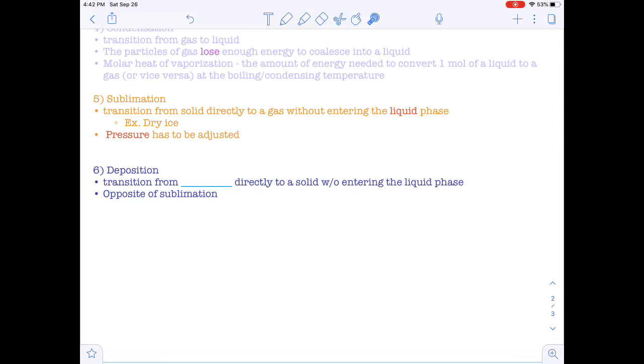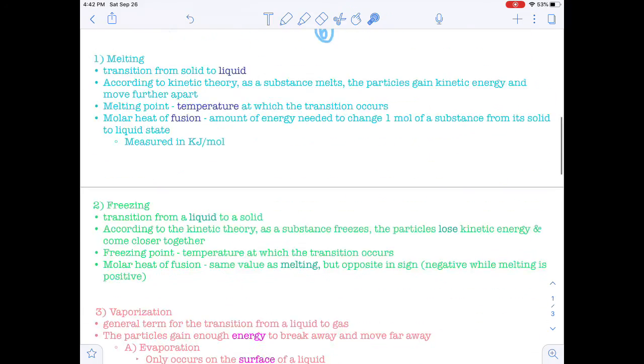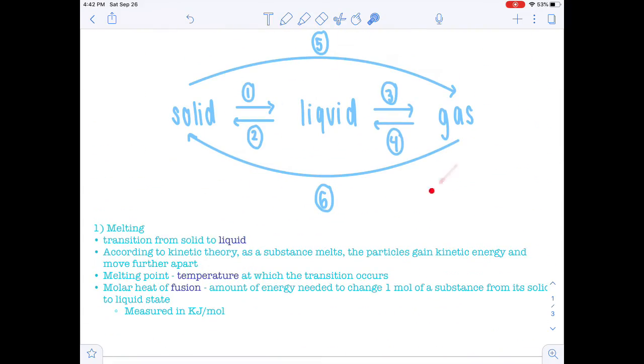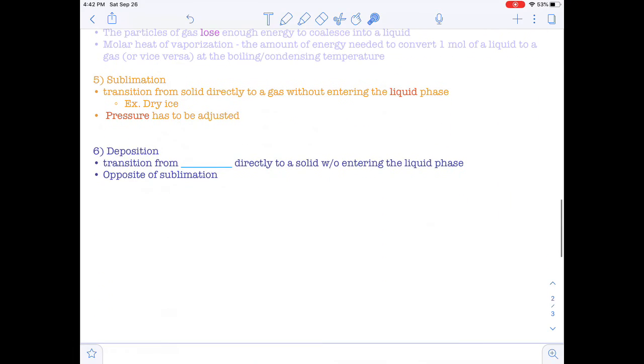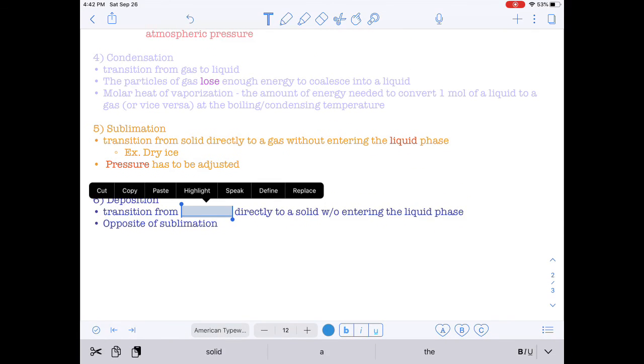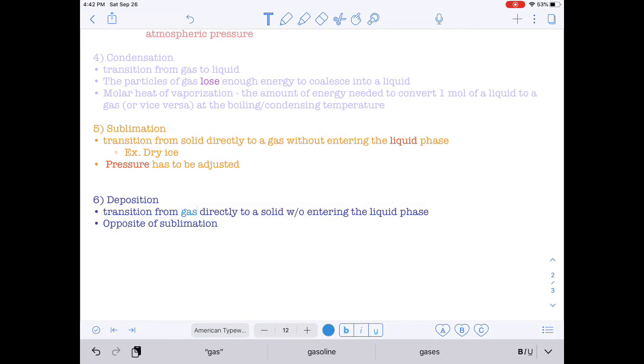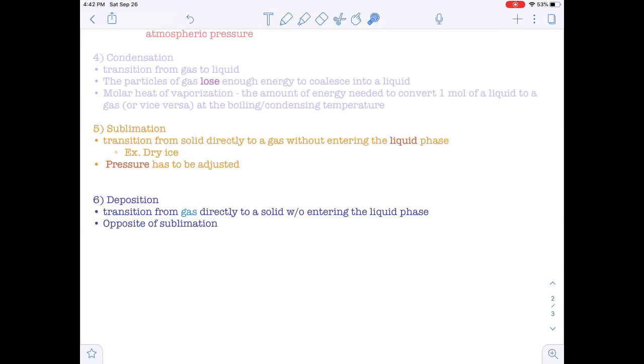Then the other one, where we go from a gas to a solid, is called deposition. And like the others, it's the opposite of sublimation. It's the transition from a gas directly to a solid without even entering the liquid phase, right? And like we said before, it just means that the pressure has to be adjusted. So yeah, those are the 6 changes of state. I know these last 2 might be a little bit new, but hopefully they make sense.